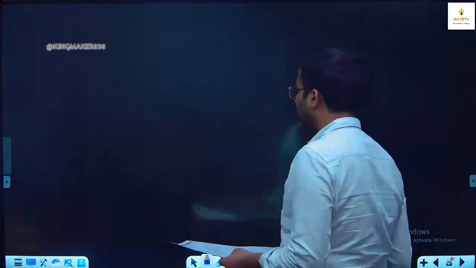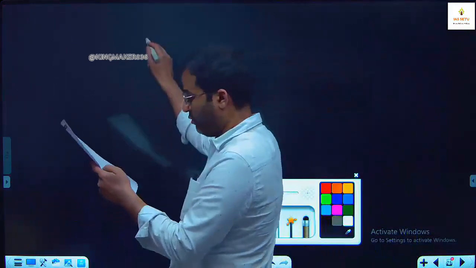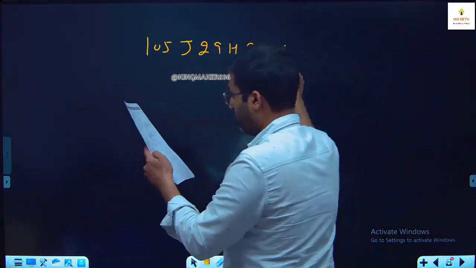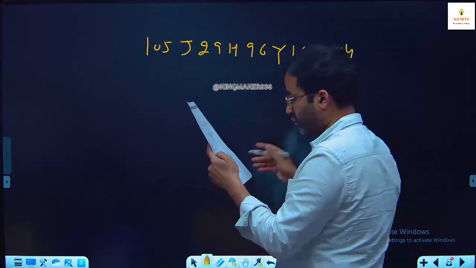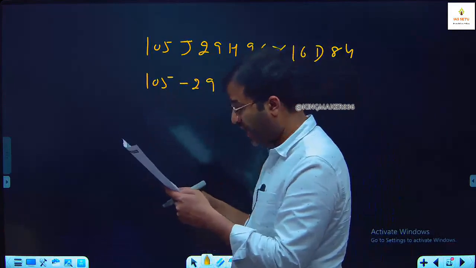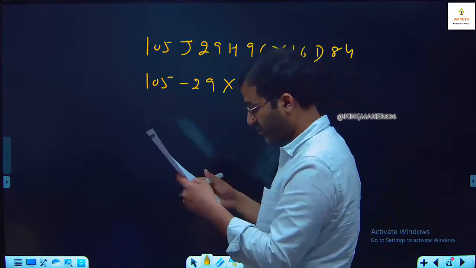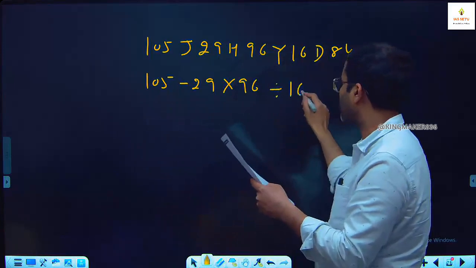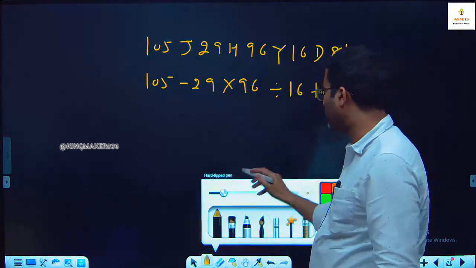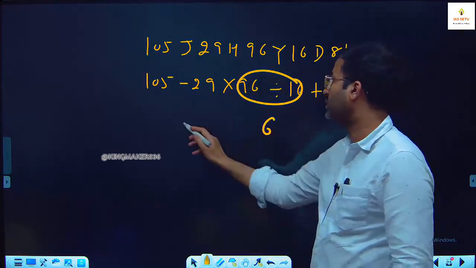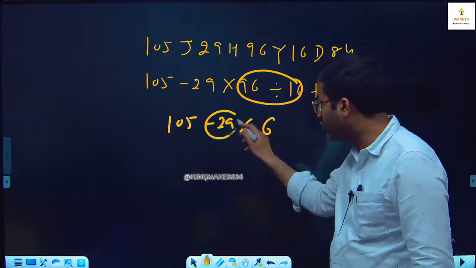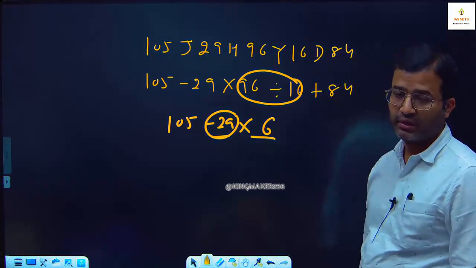Then what is this? तो ये है क्या? 105 J, 29 H, 96 Y, 16 D, 84. J means minus. 105 minus 29. What is H means? Multiplication. 96. What this Y means? Division. 16. What this D means? Addition. 84. So according to rule, first you have to do division. 6 आ गया. 105 minus 29 into 6. ये minus 29 is multiply with 6. क्या आएगा ये?